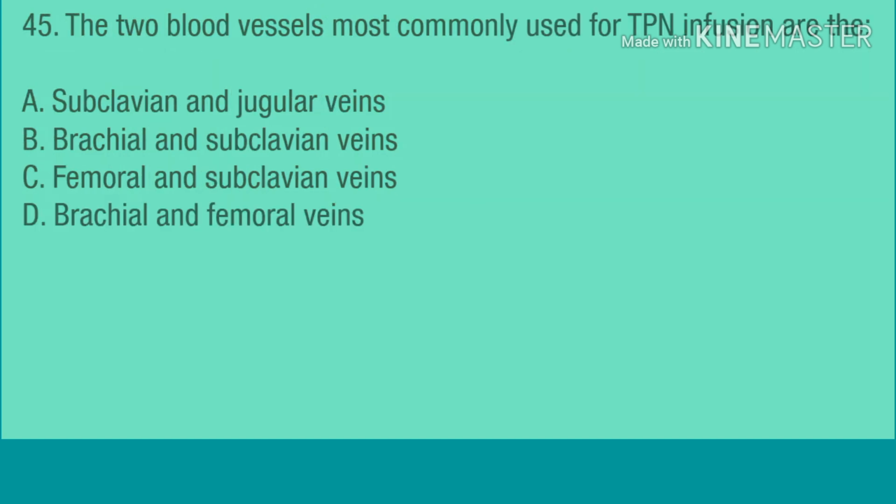Question 45. The 2 blood vessels most commonly used for TPN infusion are A. Subclavian and jugular veins. B. Brachial and subclavian veins. C. Femoral and subclavian veins. D. Brachial and femoral veins.